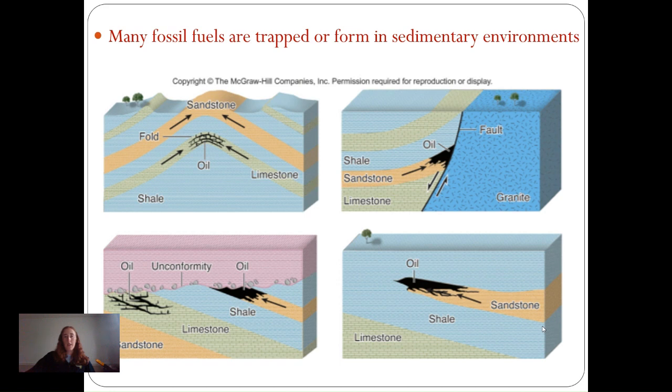The last point that I want to make is that many fossil fuels that we have, I just talked about coal, but oil and natural gas are typically found in sedimentary environments, specifically sandstone. Sandstone is pretty porous, so oil and natural gas tend to be trapped in sandstone or limestone in some cases as well. The graphics here are just showing you different locations in terms of geology where you can find oil.